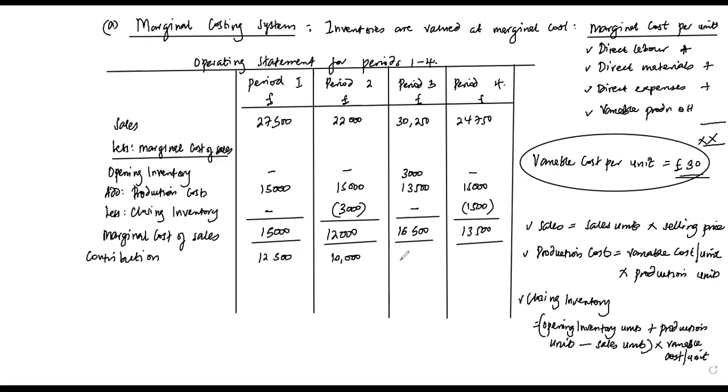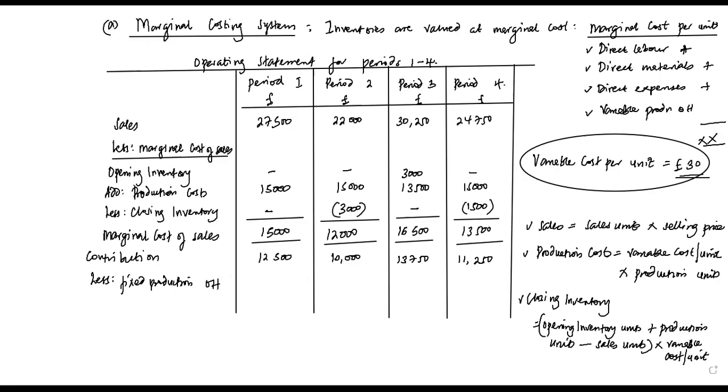This gives you how much? 13,750. Then period 4, 24,750 minus 13,500. This gives you how much? 11,250. That is your contribution. So what you have to list now are the fixed production overheads. We have to list the fixed production overheads.